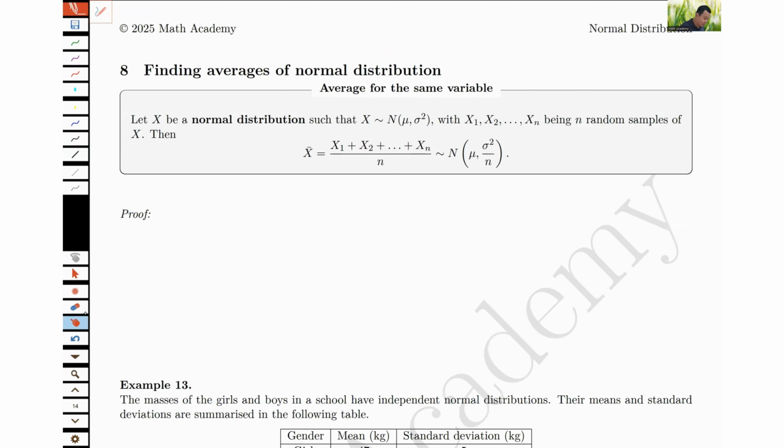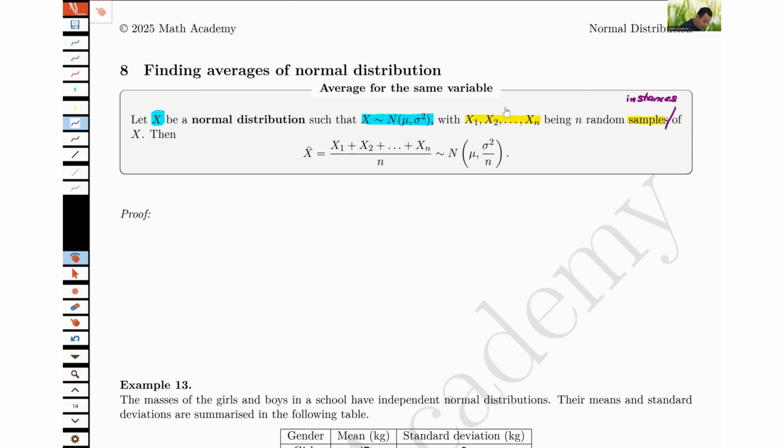We will be asked to find averages of normal distribution. What do I mean by that? Let's say you have an X distribution where X is a normal distribution. They are going to give you n different kinds of X. You have X1 to Xn, which are different samples of X. You can call these samples, or another word for this is instances. But basically, they all are generated from X.